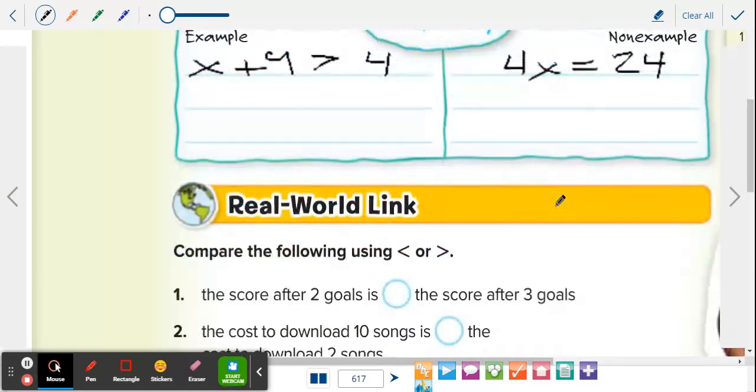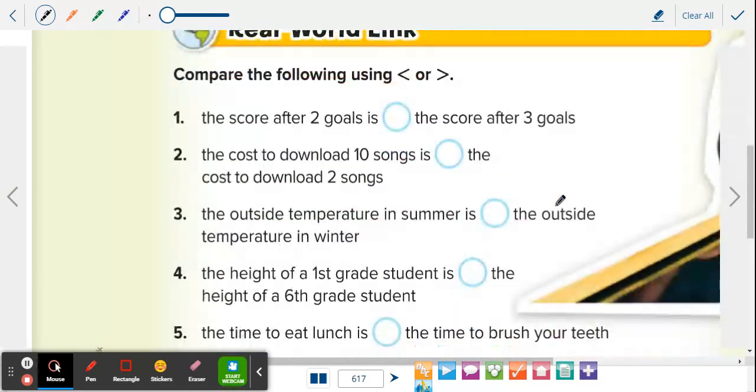So down here in the real world link, all we're going to do is compare these using less than or greater than. Number 1, the score after 2 goals is blank the score after 3 goals. So what would we put here? Less than, because the score after 2 goals would be less than 3. So you would face the open part towards the 3. It always goes towards the greater number.